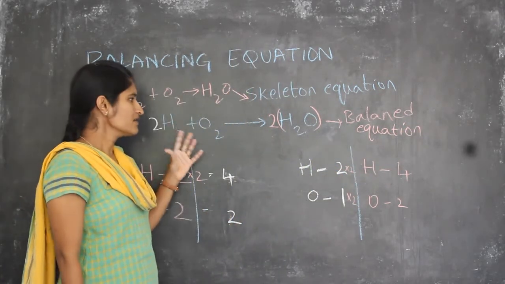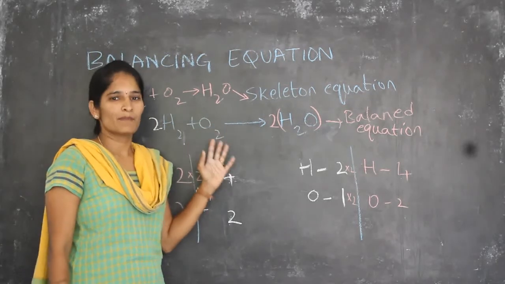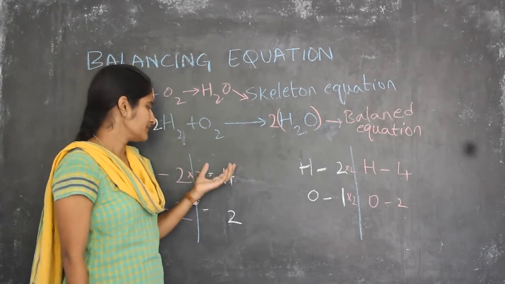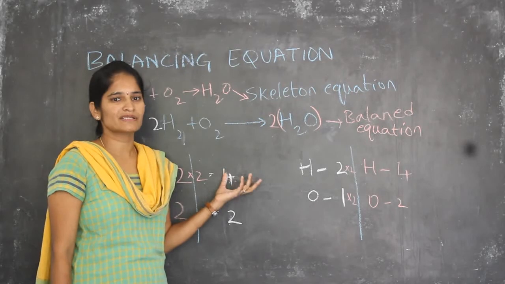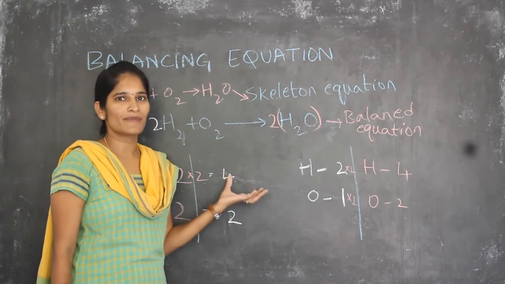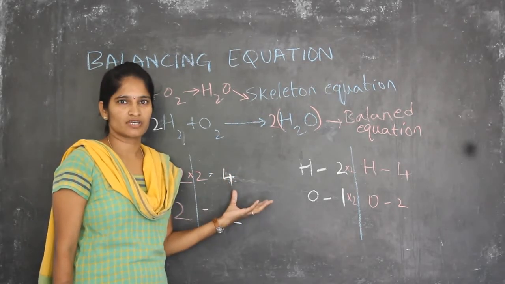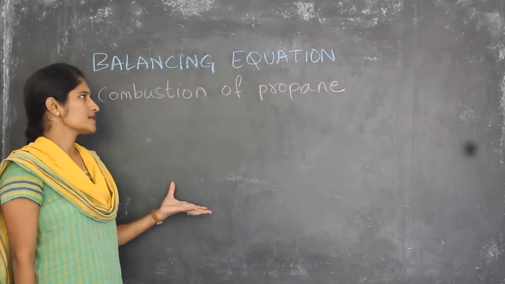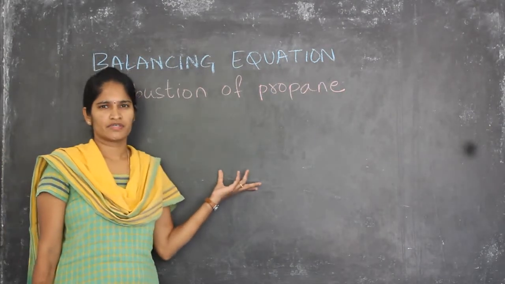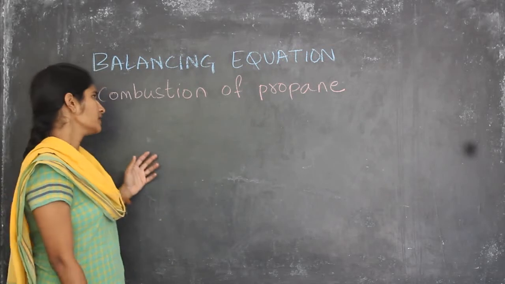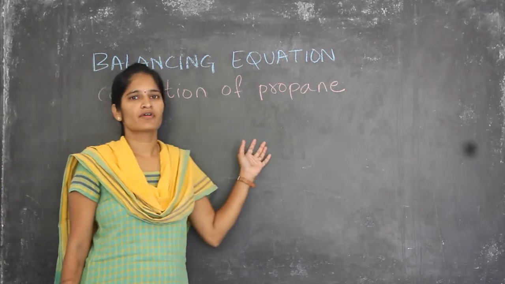So this is the way we will represent the balanced equation. Now we will see with some examples, for your clear understanding, how to balance the chemical equation. Now we will see an example for balancing the equation. Here we will take the combustion of propane.